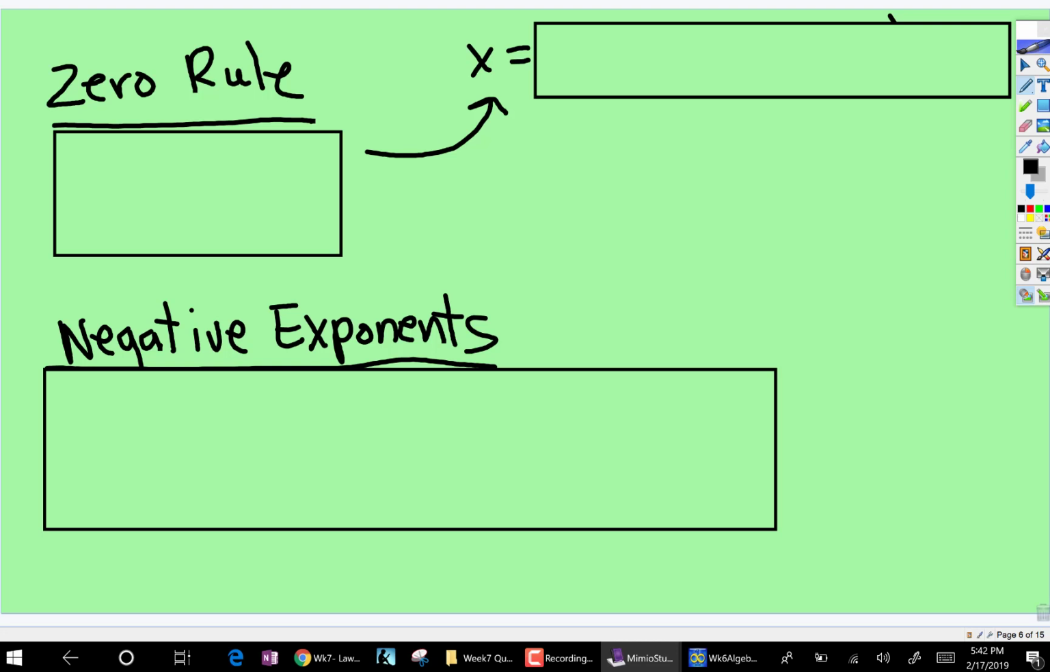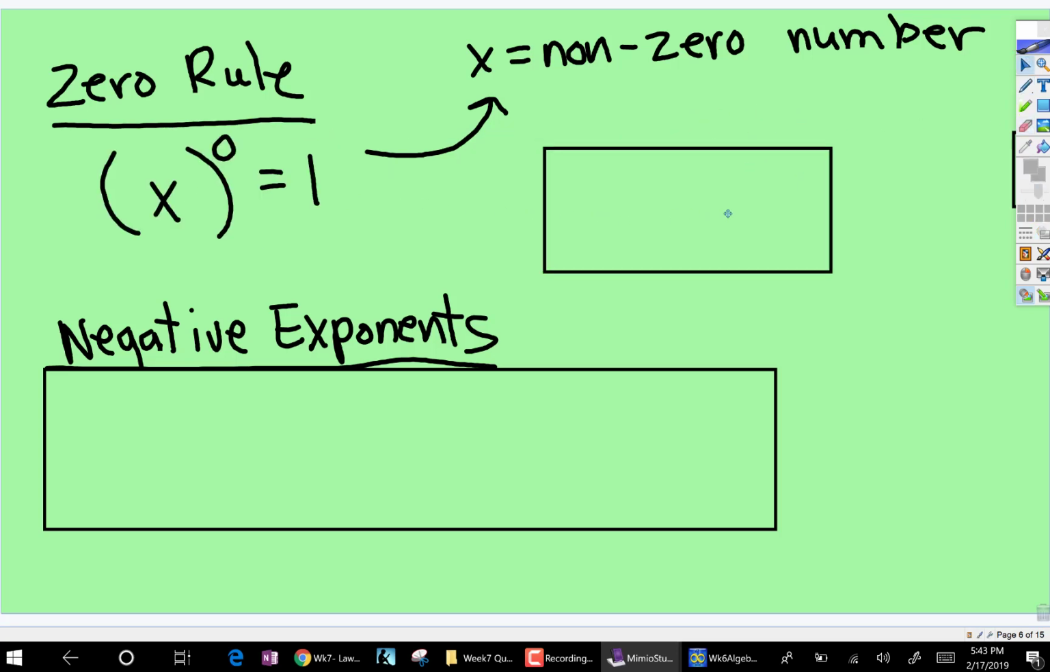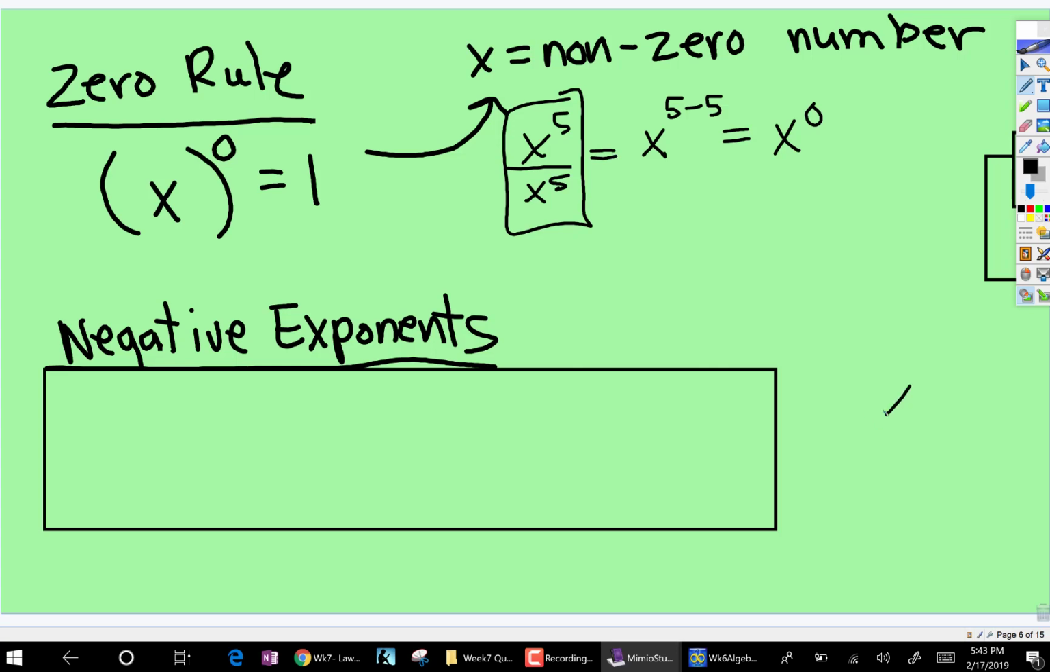Then there's the zero rule that you need to be aware of. If you have any non-zero number, so 0 to the 0 doesn't work, but any other non-zero number to the 0 power is 1. Let me show you why. If you have x to the 5th divided by x to the 5th, you'd rewrite that as x to the 5 minus 5, which is x to the 0. Well, remember, we have to assume that x can't equal 0 because it doesn't work if x is 0. But look, any number divided by itself is equal to 1. So x to the 0 is always equal to 1.